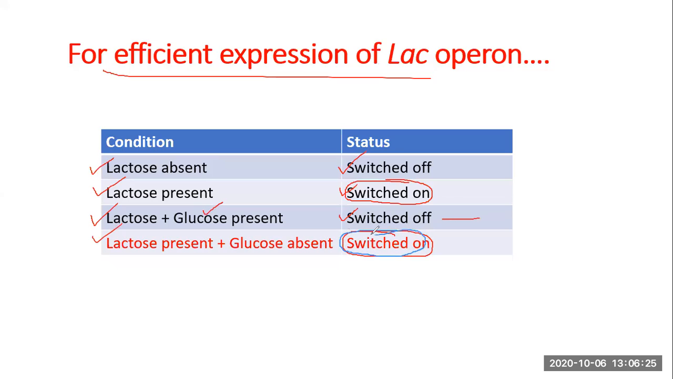So for efficient expression of the Lac operon, what do you require? You require the presence of lactose, right? But you also require the absence of glucose. Then you can say the operon is efficiently expressed. Therefore, when I said that when lactose is present the operon is switched on, it is only partly correct, because you need to specify that when lactose is present, glucose is absent. Then only can you say the operon is fully switched on. When lactose is present and glucose is also present, the operon will get switched off. This phenomenon is called catabolite repression.